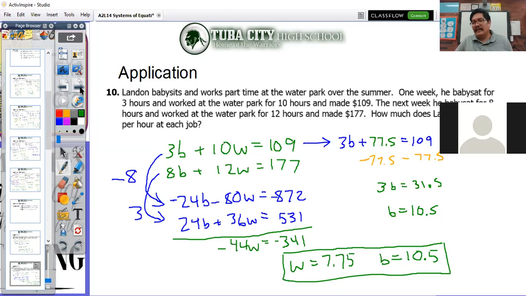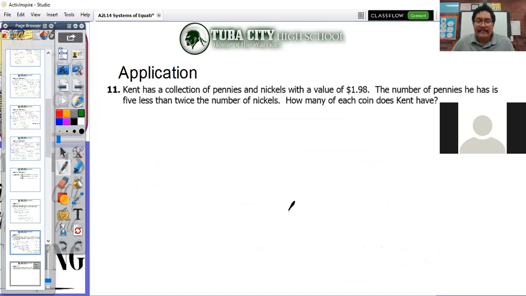$10.50. Now that seems, again, more reasonable, so it passes the sniff test. And I'm sure if we were to plug it back into either of those, it would still balance out. But if I wanted to check this, I would just plug these into the bottom one, because we already know it works on the top one. We just did it right here. So if we wanted to double check this, we would have to plug it into the bottom one and see if it works out. Okay, so we got that one.